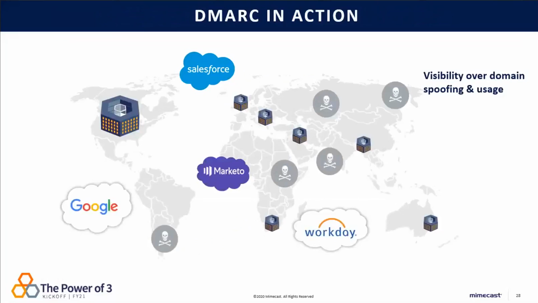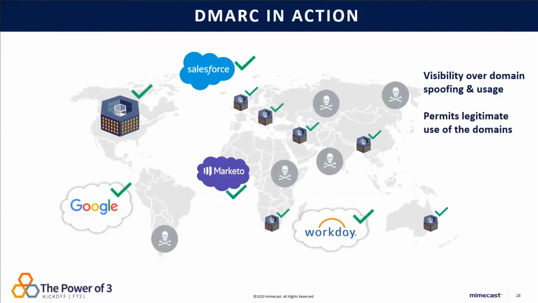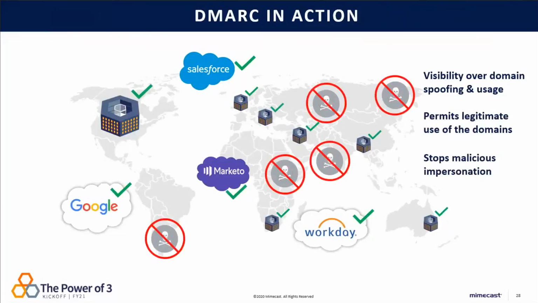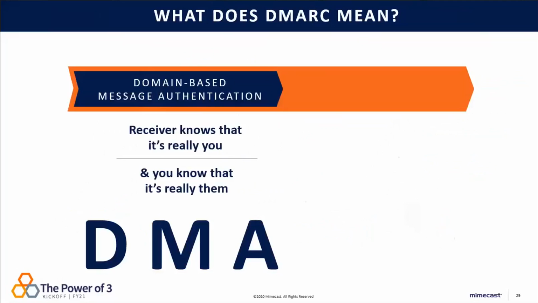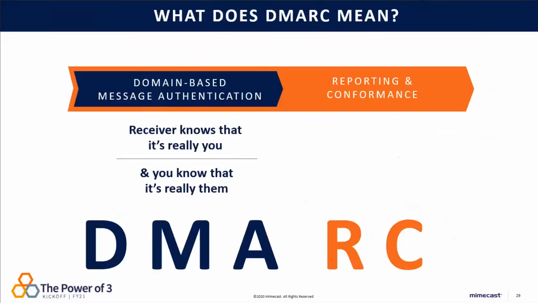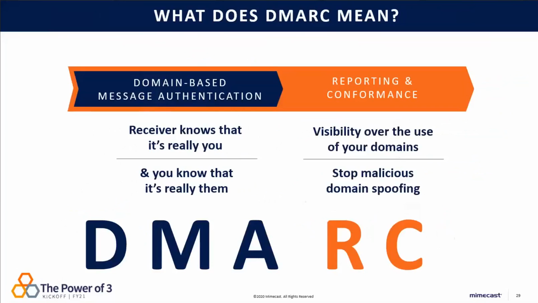DMARC in action is having visibility and control, not only over the domains that you currently own, but over the third-party services and usage that you use. So it's looking at this to permit legitimate use of your own domains and stop the malicious impersonation attacks. Now, what is DMARC? DMARC is a domain-based authentication that looks at reporting and conformance. So as I mentioned, it's making sure that the receiver really knows it's you and you know it's really them. It's also the visibility over the use of your own domains to stop malicious domain spoofing.